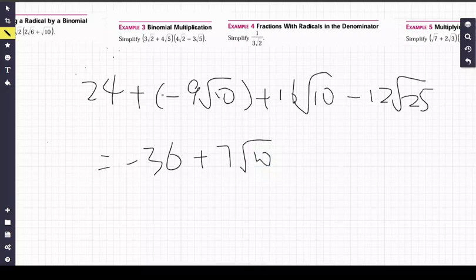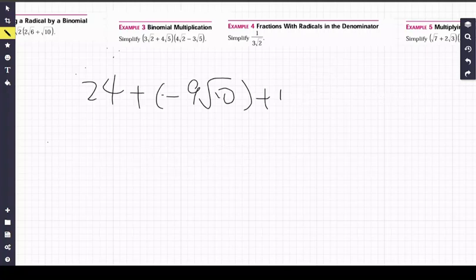So essentially, for every one of these, you're going to have two terms. One term being the radical part, and one term being the whole number part.